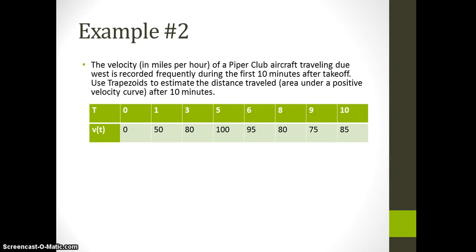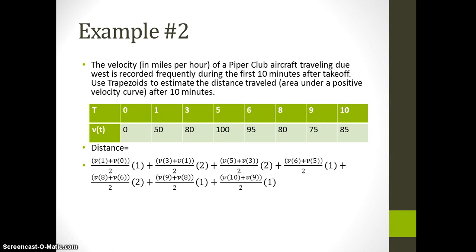In example 2, the velocity in miles per hour of a Piper Cub aircraft traveling due west is recorded frequently during the first 10 minutes after takeoff. Use trapezoids to estimate the distance traveled, the area under a positive velocity curve, after 10 minutes. You'll notice that in this particular problem, the time intervals are not spaced evenly. So it's very important that when we try to find the distance, we look at each individual trapezoid rather than trying to find any particular tricks.